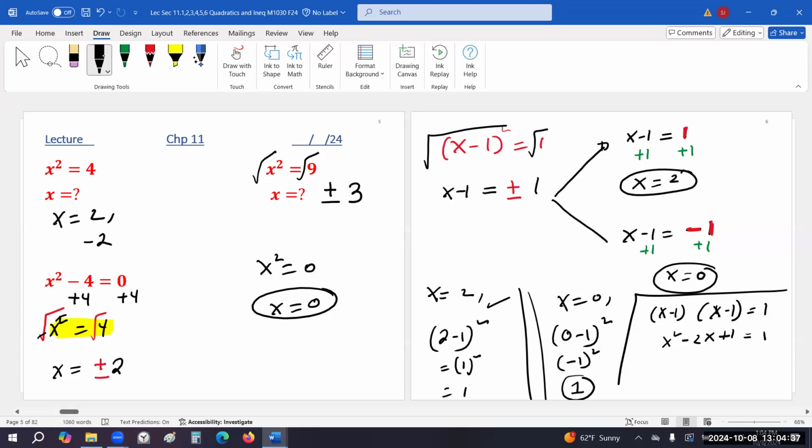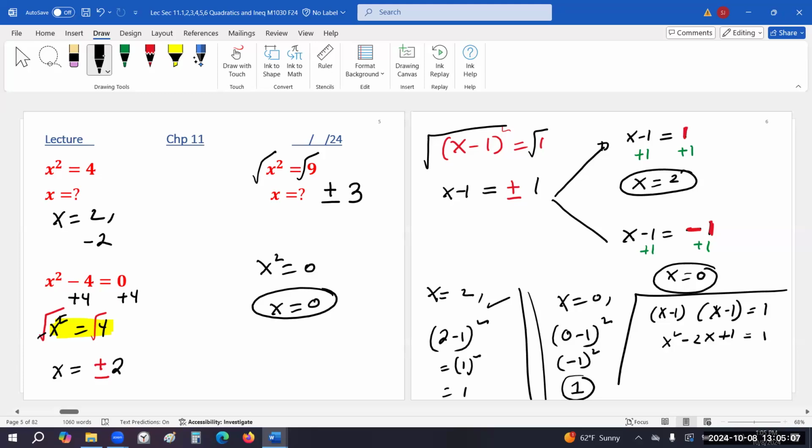But in this section, it's usually square. So the final answer is x equals 2, x equals 0, or is it x plus minus 1? What would the final answer be? This is not the final answer. The final answer is when x is alone. Is x alone here? No. So it cannot be the final answer. The final answer is x equals 2 and x equals 0.